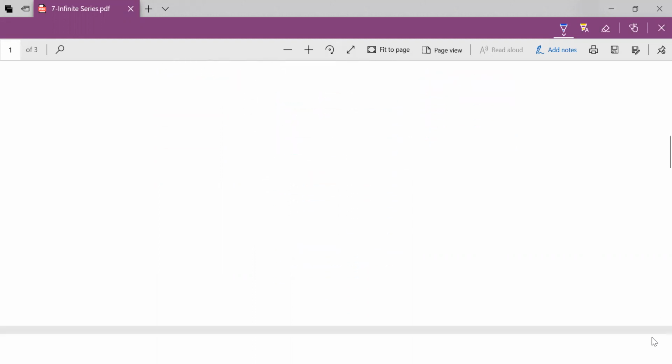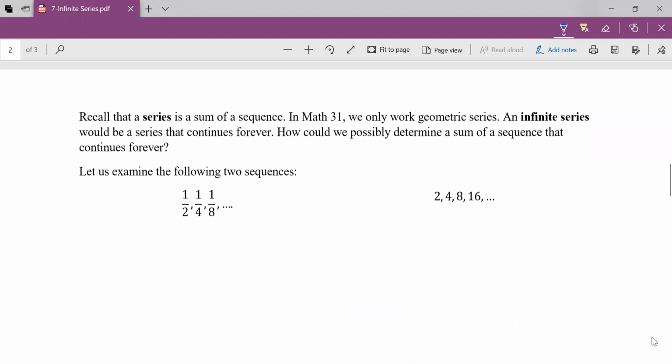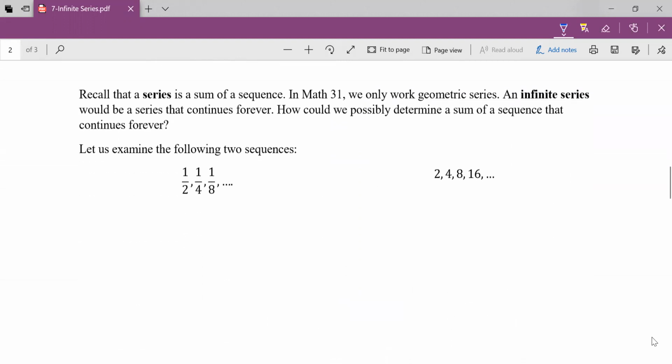Now, in Math 31, the only type of series and sequence we really look at are geometric. Okay, there's definitely way more types that you'll see in higher mathematics, but for us, just geometric. And an infinite series is a series that would continue forever. So how could we possibly find the sum of a sequence that continues forever? Well, let's look at the same two sequences from the last lesson.